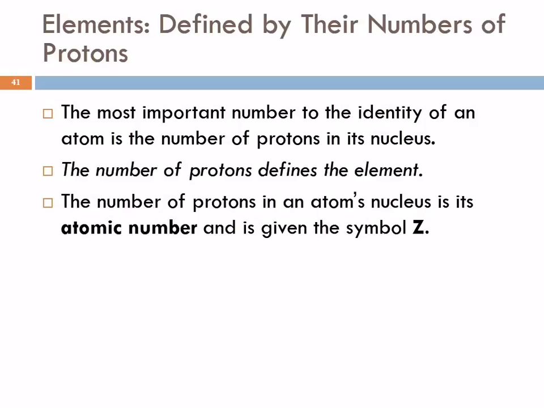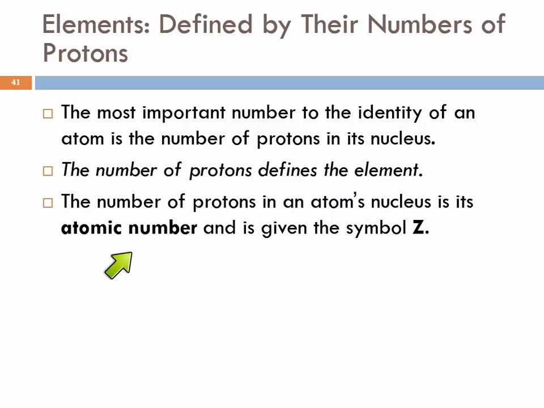You can't change who you are. The number of protons defines what element an atom is. The number of protons doesn't change. There are neutrons in the atom, there are electrons in the atom, and those will change under certain circumstances, but it's the protons that define the element. So that's an important number, and we call it the atomic number.